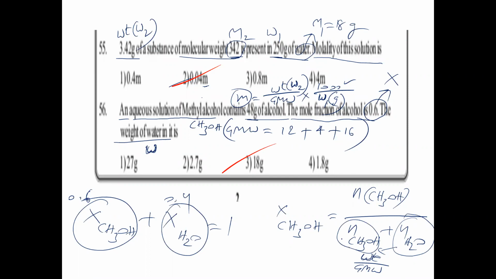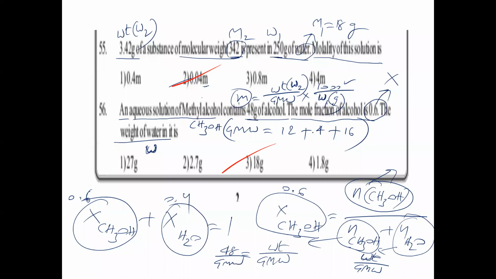And here also weight by gram molecular weight: weight of methyl alcohol by gram molecular weight of methyl alcohol. So we have to substitute the given values and we have to get the weight of the water. It is given that the mole fraction of alcohol is 0.6. So 0.6 is equal to number of moles of methyl alcohol. Number of moles of methyl alcohol, given weight is what here? 48 by gram molecular weight. Given weight is 48 grams of alcohol.